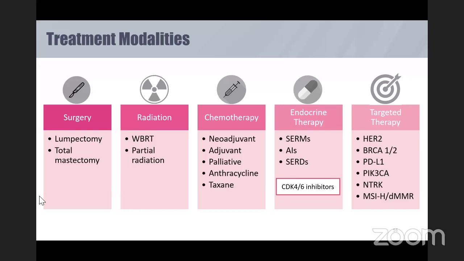Mostly we do either lumpectomy or total mastectomy combined with radiation in most of the modalities, whether whole breast radiation or partial radiation. After that we have chemotherapy. In some settings we use chemotherapy as neoadjuvant, which means pre-operative.